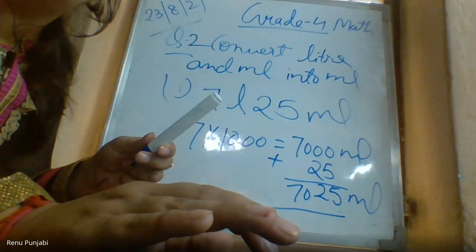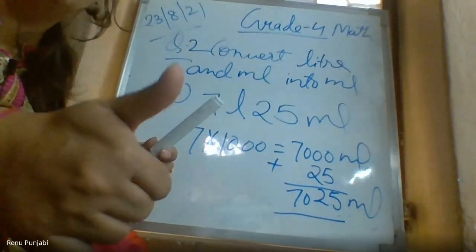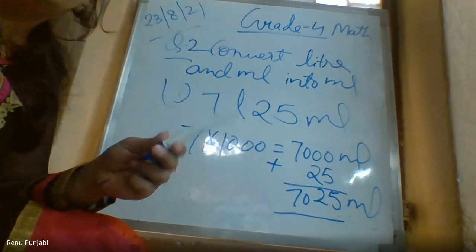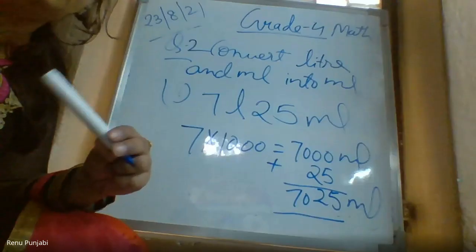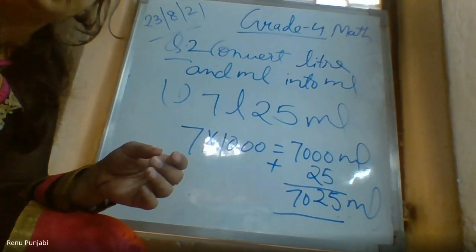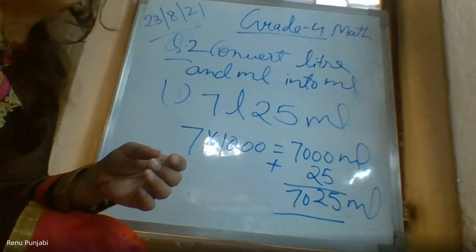Yes, Dhwani, please speak. 8 liters and 800 milliliters is equal to 8,800 milliliters. Very good. Shivangani, you also make one situation now. 5 liters and 35 milliliters. Then it will be how many milliliters? 5,035 milliliters.